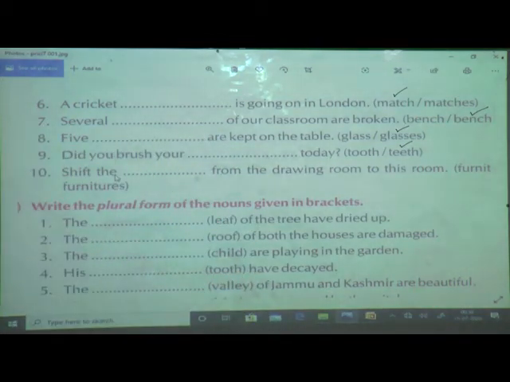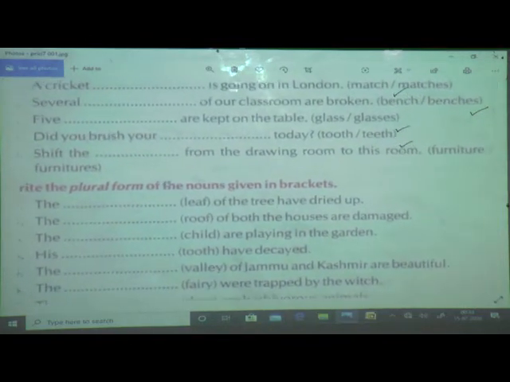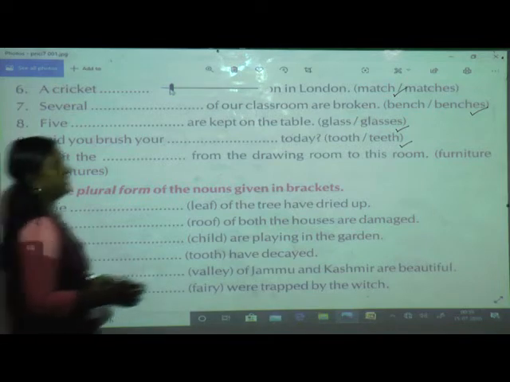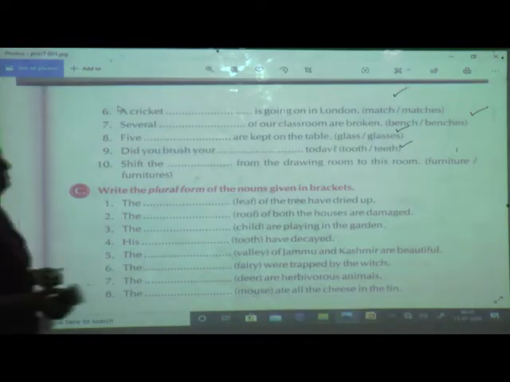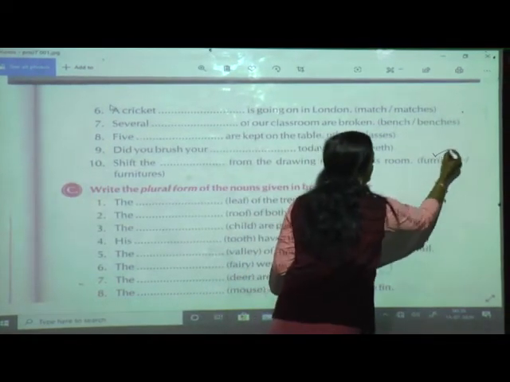Last. Shift the dash from this drawing room to this room. Again I'll repeat. Shift the dash from the drawing room to this room. See here students, you can see two words, furniture and furniture. As we have learned in our last rule that furniture is always in a singular form. So what is our answer? Furniture.